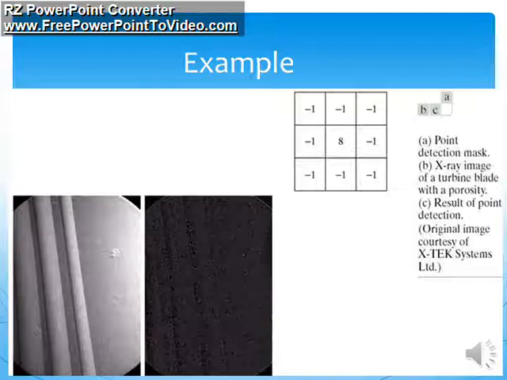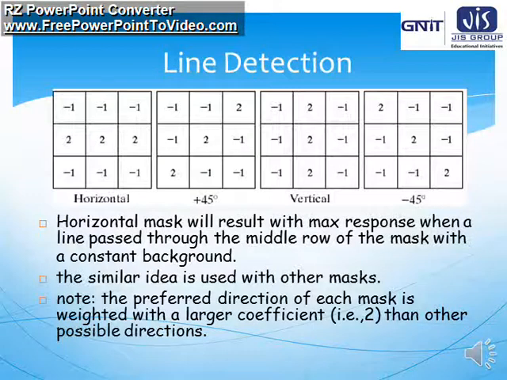So hope this example is clear. Now we will move forward to the next slide, which is known as line detection. After finishing the point detection, we should move forward for line detection. A line is a collection of some points.